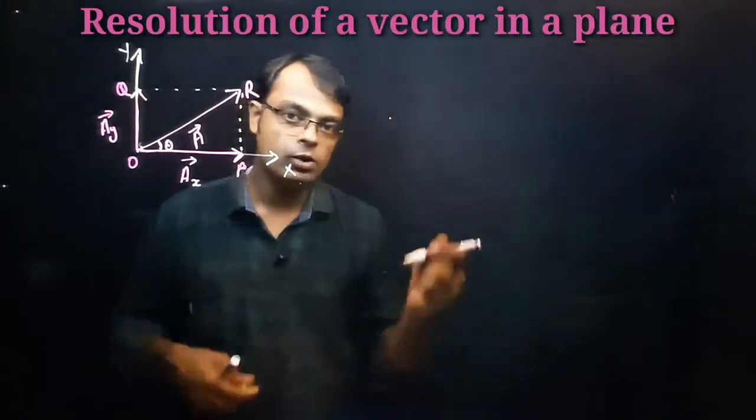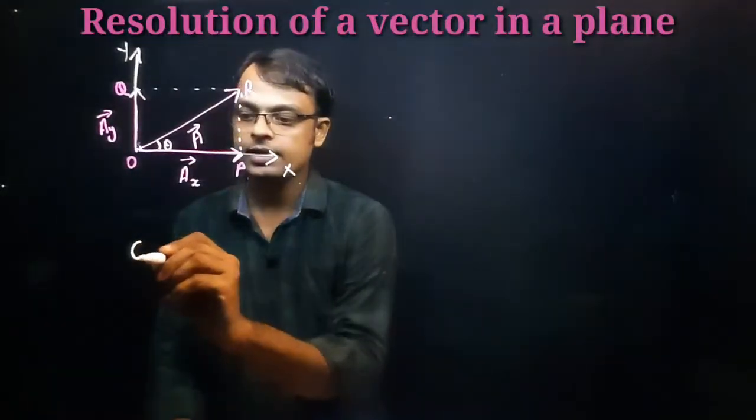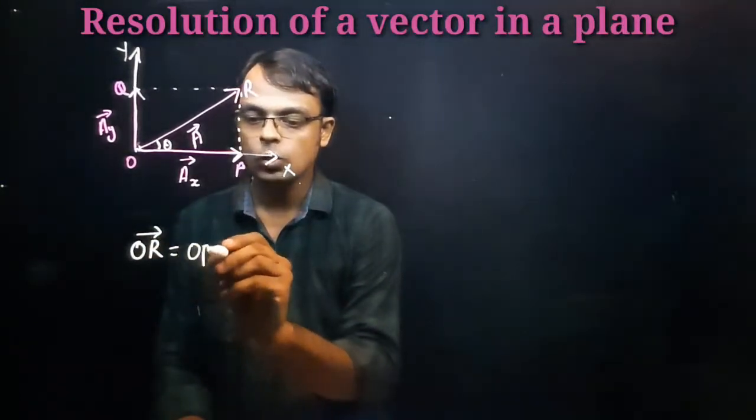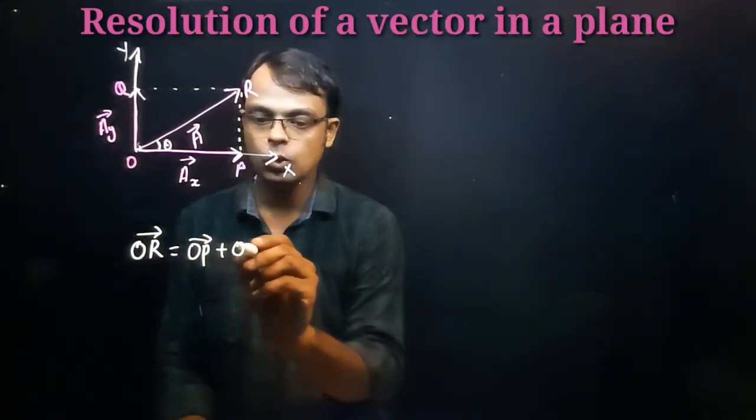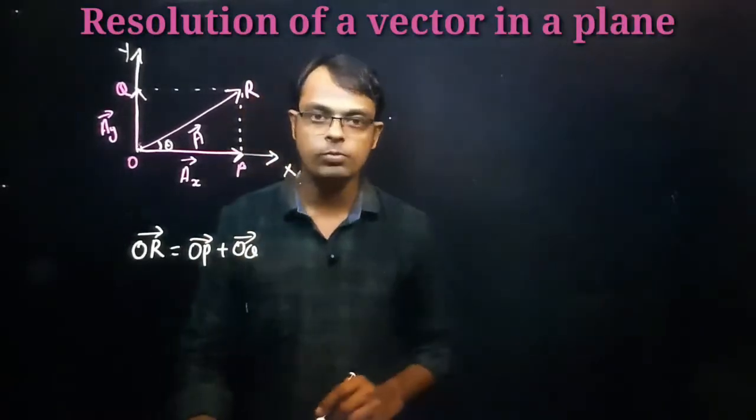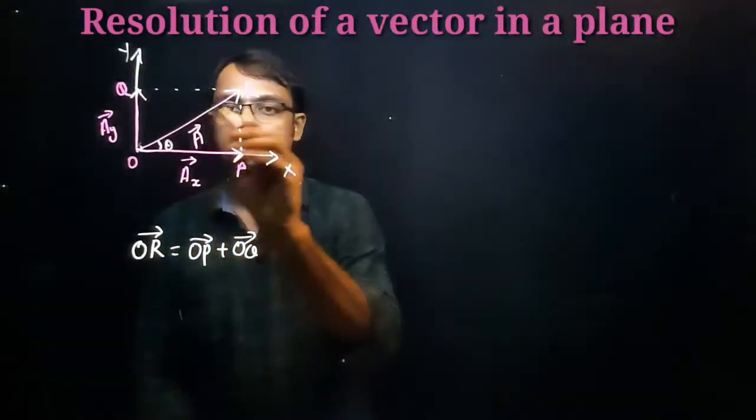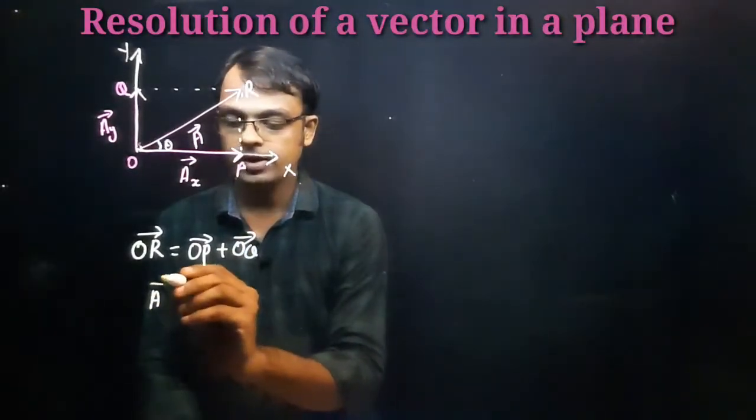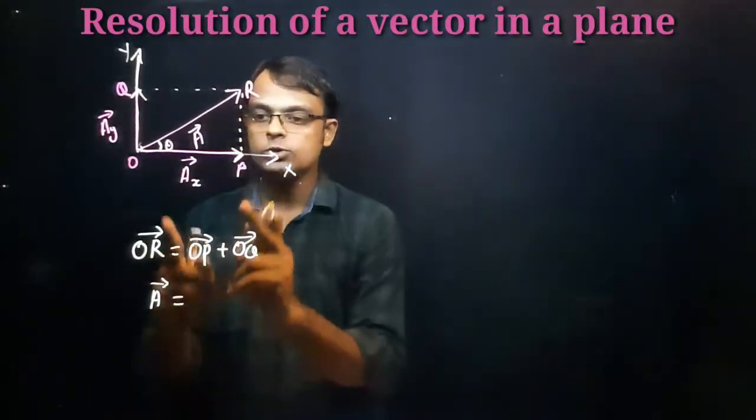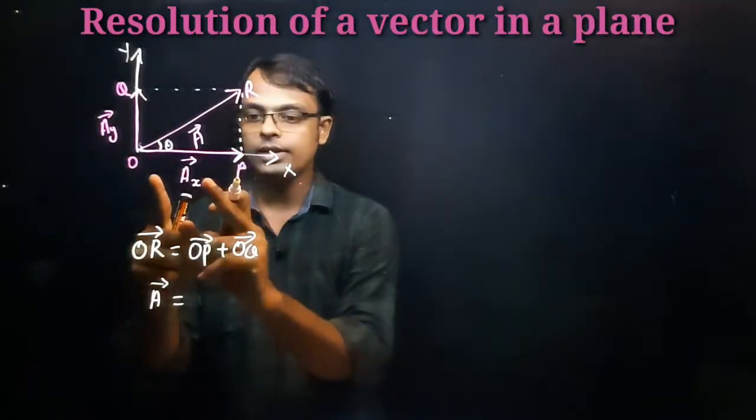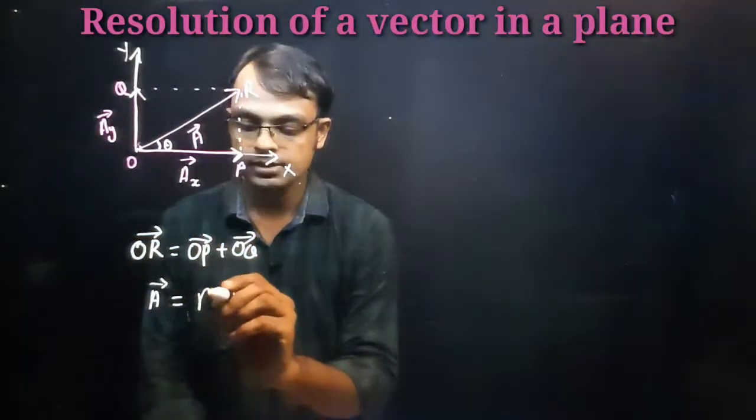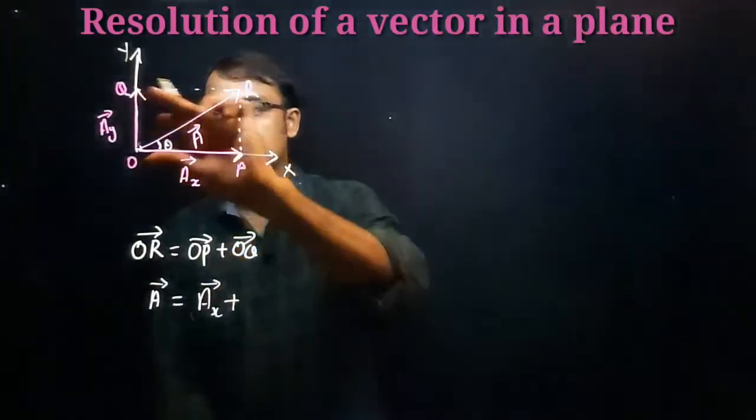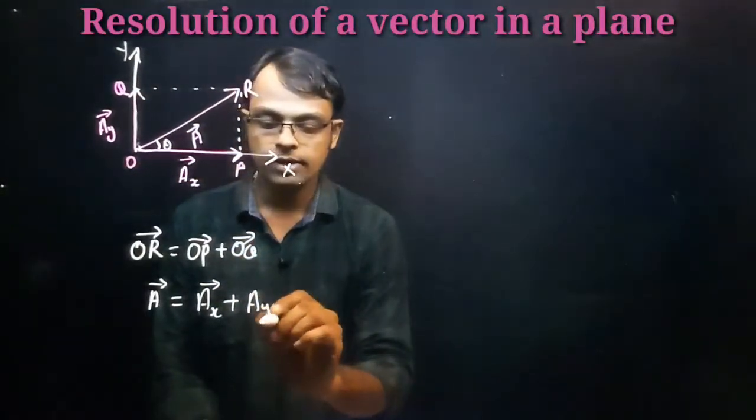By using the parallelogram law of vector addition, we can write this equation as OR vector is equal to OP vector plus OQ vector. Two components, right? So what is OR vector? That is equal to the A vector. So I can write here A vector is equal to... Now what is OP vector? OP vector we have named as A subscript X vector, plus what is OQ? OQ is given as the A subscript Y vector.